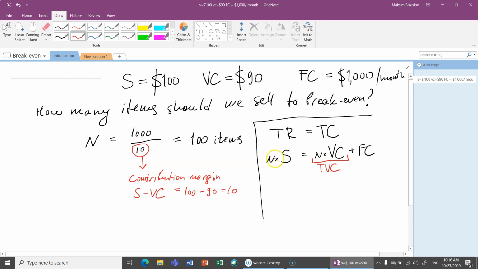You see, if we clarify this equation using our example, you break even at some number n, you will multiply by $100, that's the price per item. That should be equal to this number of units you sell times variable cost. So in this case, variable cost is $90 plus fixed cost is $1,000, right? So in this example, this relationship will be written in this fashion, right? And n here is the break-even number.